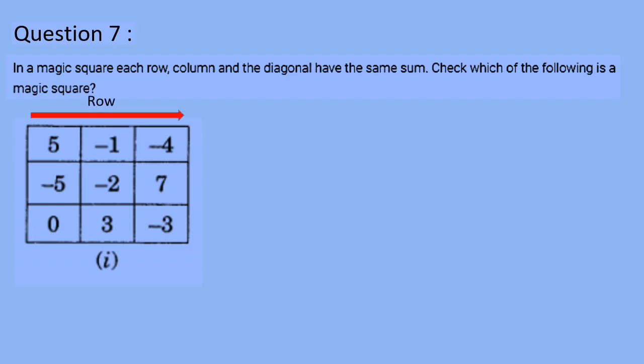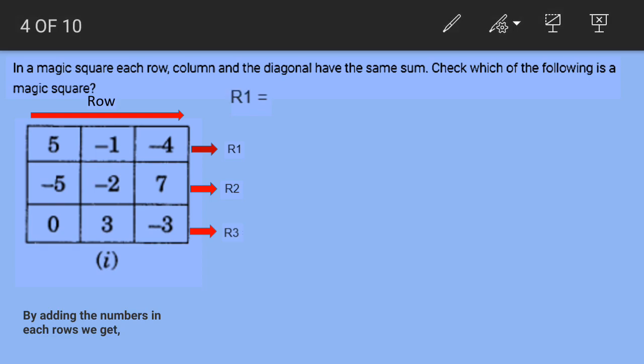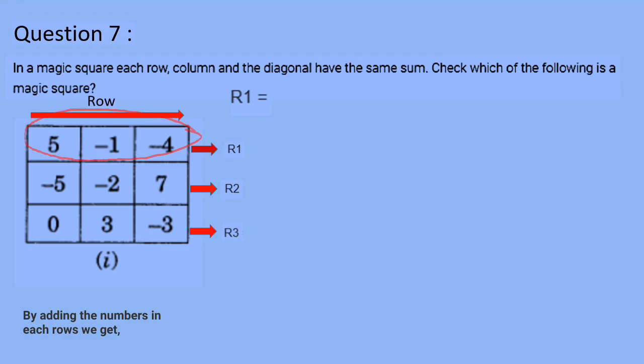This is row R1, R2, R3. Here there are 3 rows. I am going to add first R1. So in R1, look here what are all the data I am having. 5, minus 1, minus 4. I am going to add 5 plus minus 1 plus minus 4 like this.